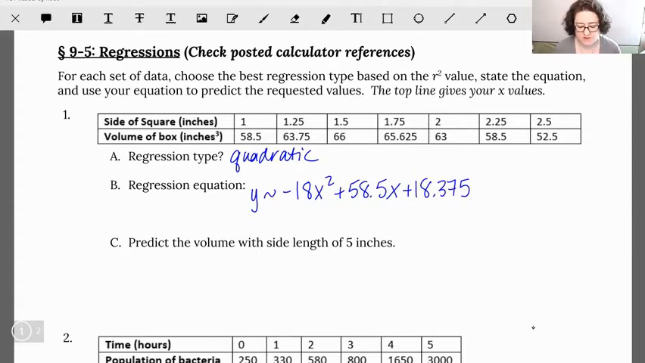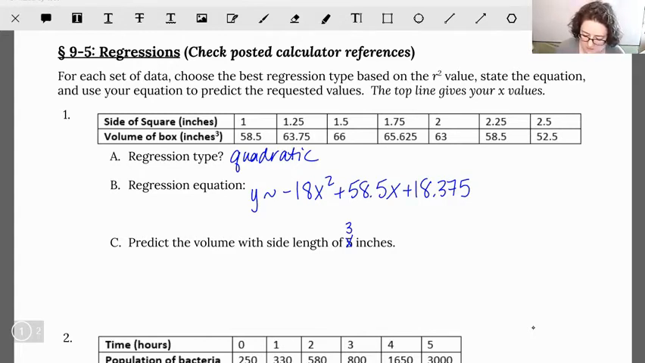C values. So the last piece of this is we want to predict what the volume of this box is going to be if we had the side length of 5 inches. And so we don't have that value actually, excuse me, 3 inches. I updated that on the graphic organizer that you actually have. So as I'm looking at my table of values, I don't have 3 in there. So let's actually go back to our graph and see if we can just look up this point.